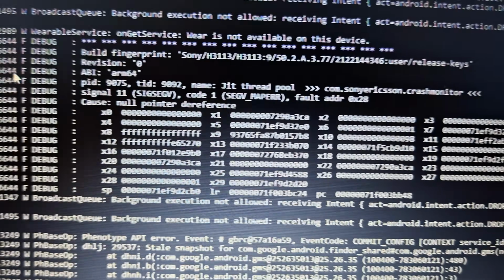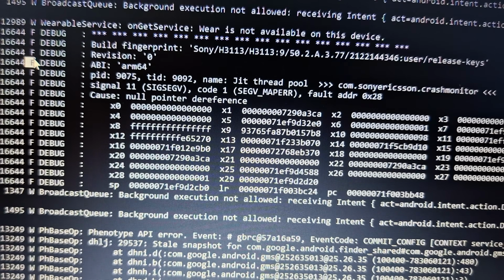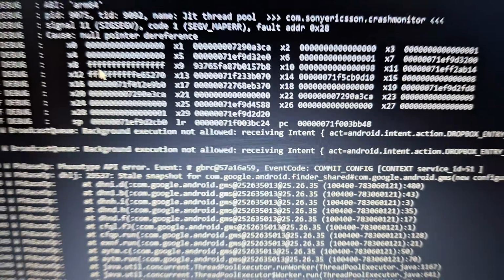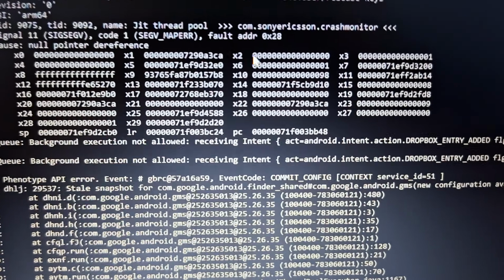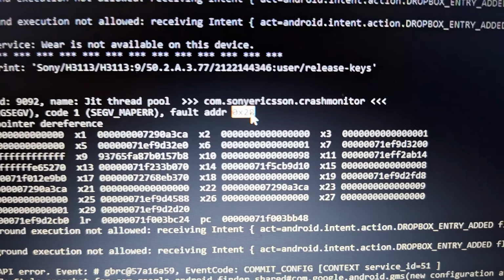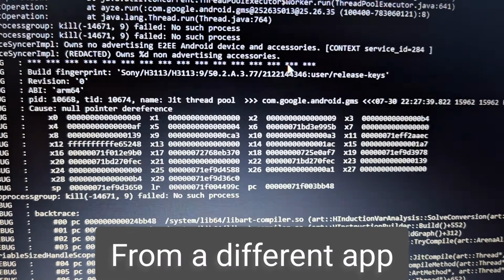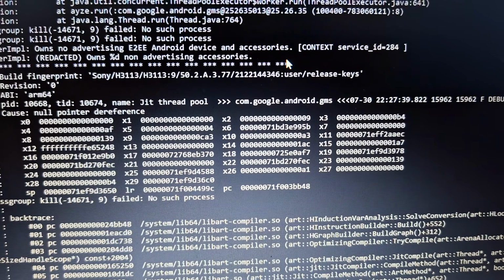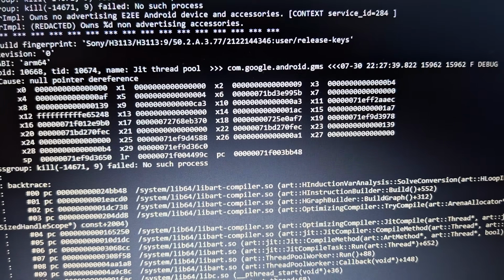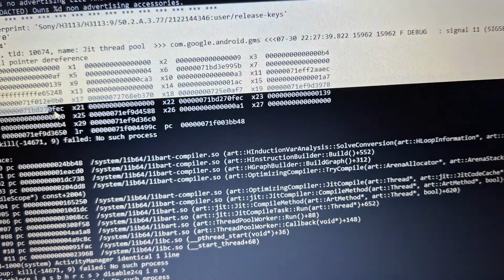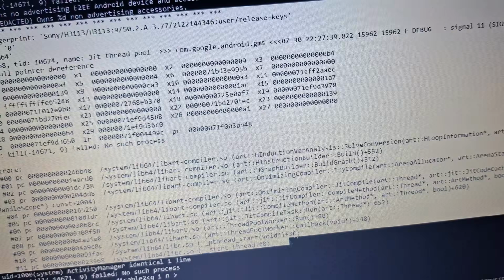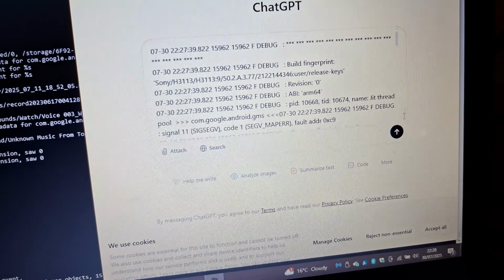We have got an F, which is reported as What a Terrible Failure, WTF, and it has got a fault address of 0x28. I found the same log right here. So now let's copy this and take it to ChatGPT. Let's submit.